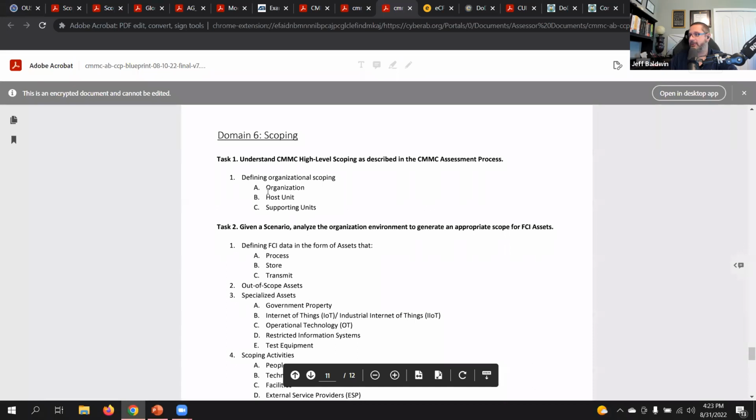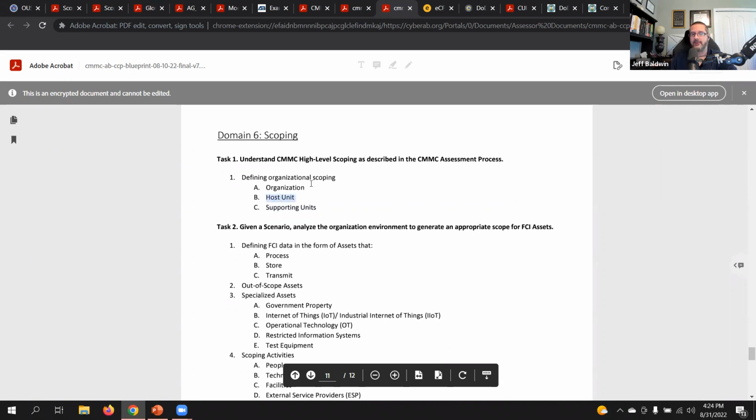In some organizations, the organization and the host unit can be one and the same. Like if the entire enterprise is getting a certificate, that's one way they could be the same. And then the supporting units, those are units within the organization. They could be internal, they could be external, but they are supporting that host unit, but they're not processing FCI or CUI in this environment. So supporting units don't have the FCI or the CUI, so they don't necessarily have to follow all the same rules that the host unit does. And obviously the host unit could be following different rules than the organization.